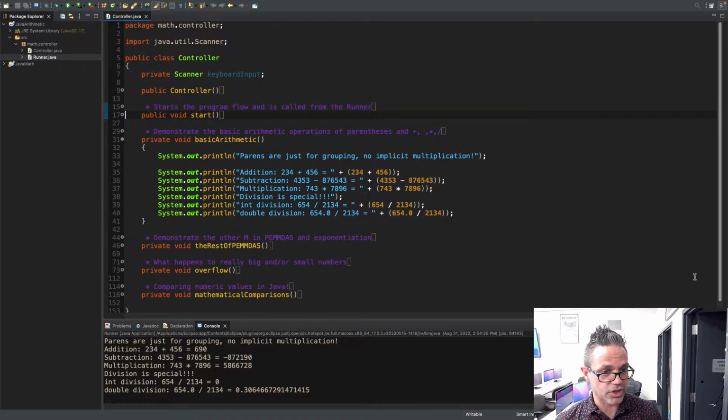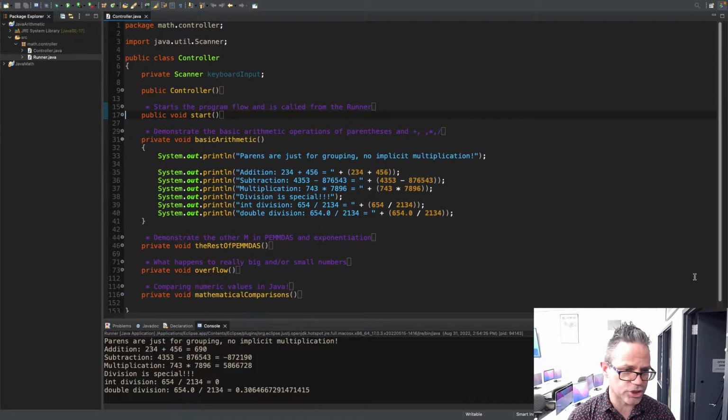We have 4,353 minus 176,543, which gives us the negative 172,190 value for that subtraction. Multiplication works just the same as normal, again using parens to group the value. The asterisk does the actual multiplication. That's the operator with it, the two operands of 743 and 7896 surrounding that value.